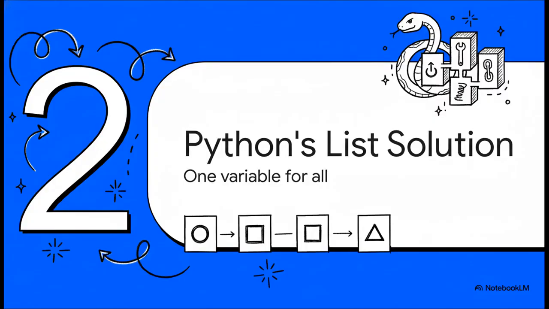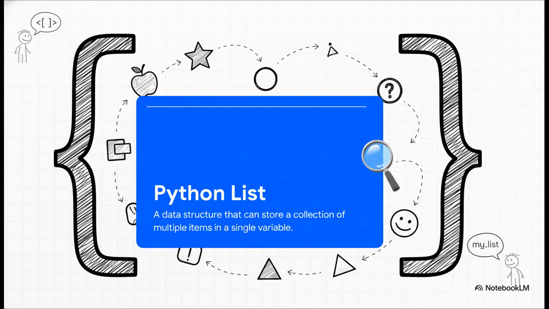But don't worry, because there is a much better way. Python gives us a really elegant solution. It's called the list. So what is a list? Well, you can just think of it as a super flexible container for all your data. You make one with a simple pair of square brackets, and suddenly you can hold all sorts of stuff, all under one single, easy-to-manage variable.